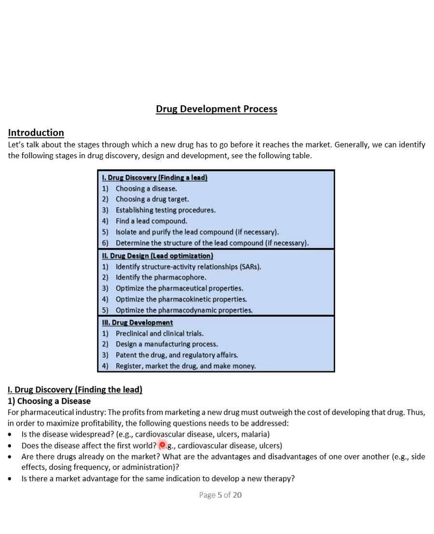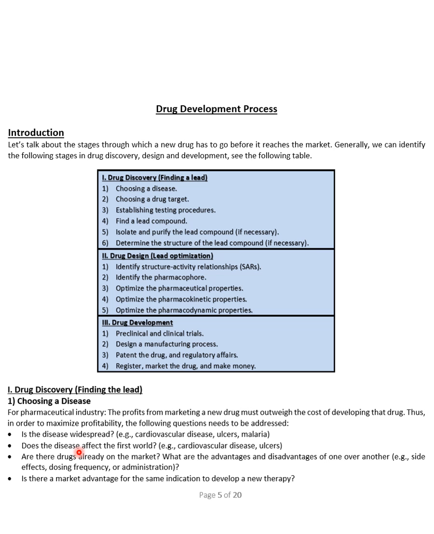So diseases like cardiovascular, ulcers, malaria, etc. Is the disease widespread? Compare, for example, malaria to cardiovascular, or compare a rare disease to diabetes, which is very common. So you want to make sure that the disease is widespread, so you could have as many patients taking the medication as possible.